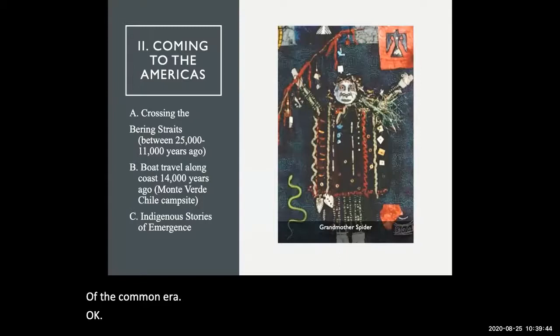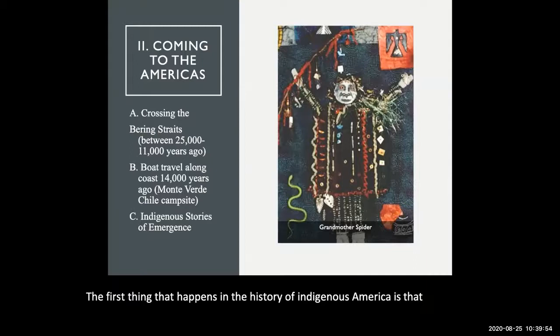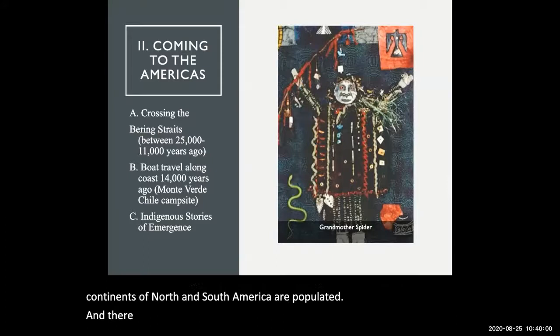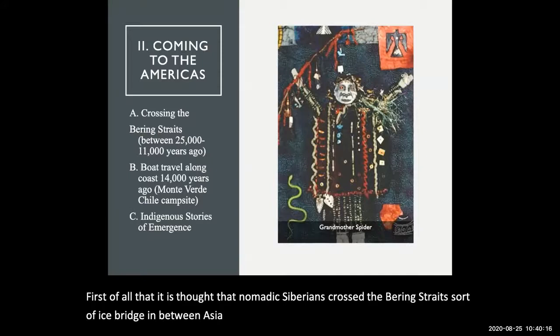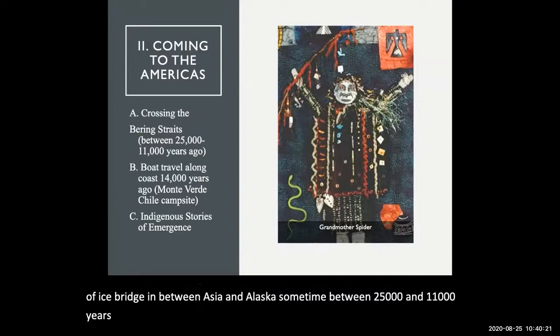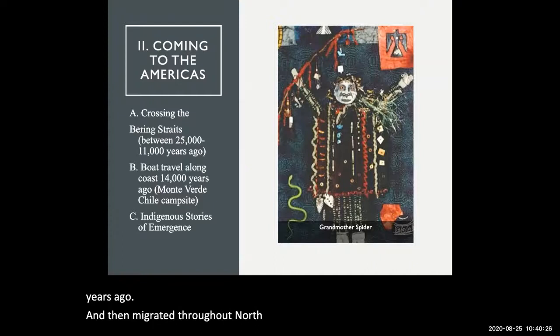All right. Well, the first thing that happens in the history of Indigenous America is that the continents of North and South America are populated. And there are a couple of different things that I'm going to have to say about this. First of all, it is thought that nomadic Siberians crossed the Bering Straits, a sort of ice bridge in between Asia and Alaska, sometime between 25,000 and 11,000 years ago, and then migrated throughout North America and South America, all the way down to the southern tip of South America.